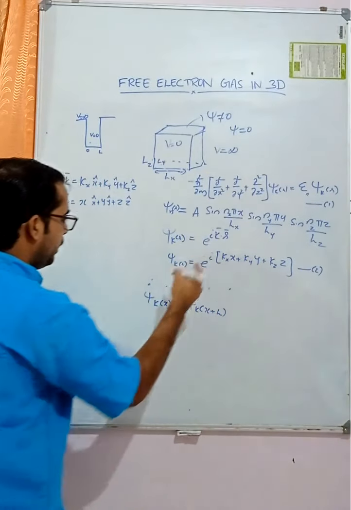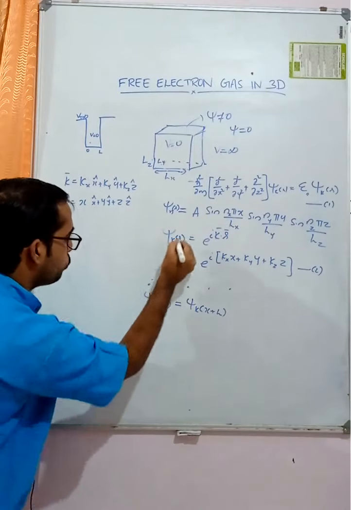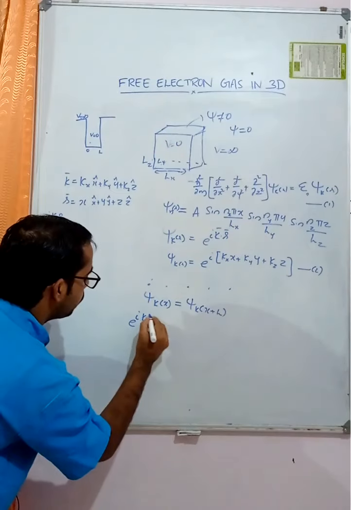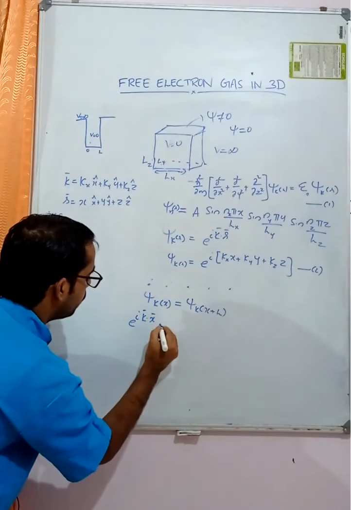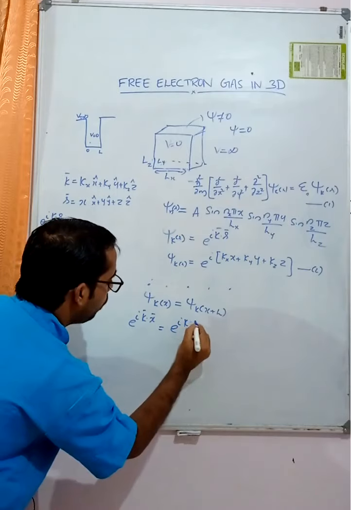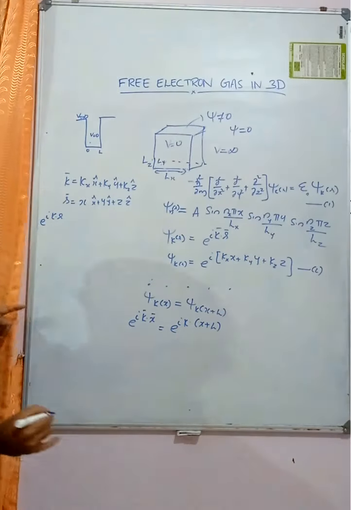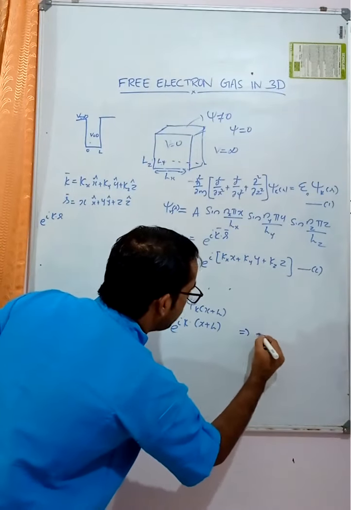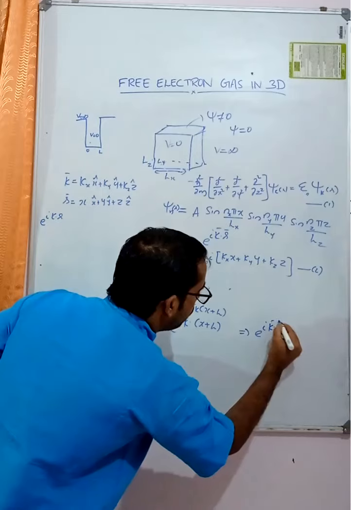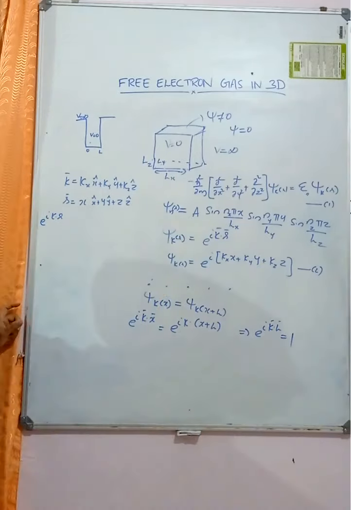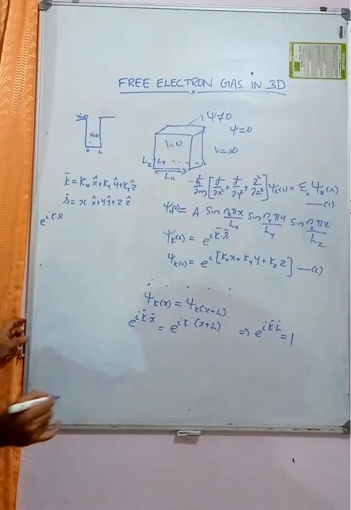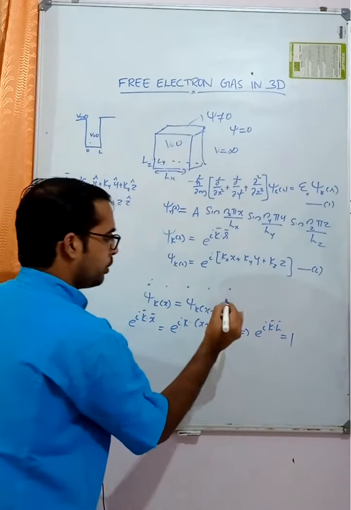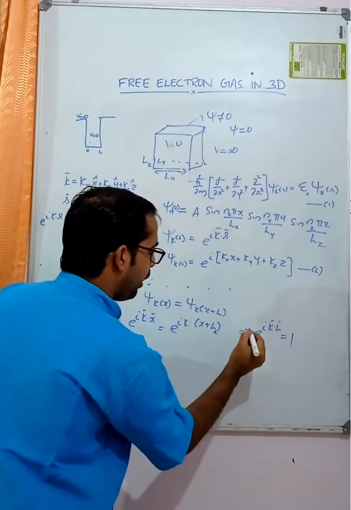So if you consider the same thing here, the left hand side should be e raised to i k dot x, and this should be equal to e raised to i k dot (x plus L). If this has to be the same, e raised to i k dot L should be equal to 1. What is e raised to i k dot L? In this case, since it's along the x direction, it is Lx. So we can write it as e raised to i kL.